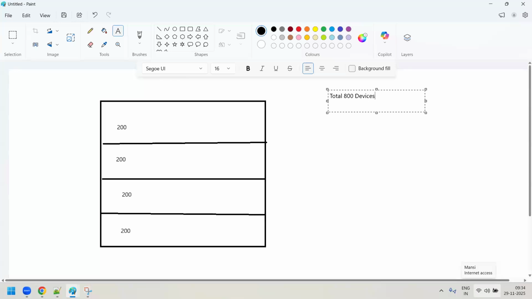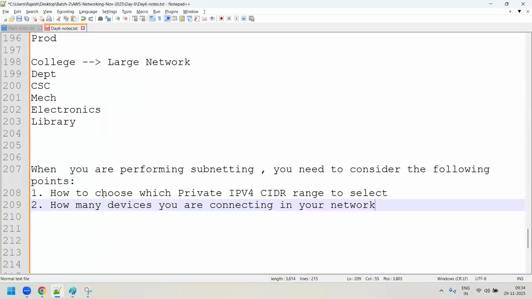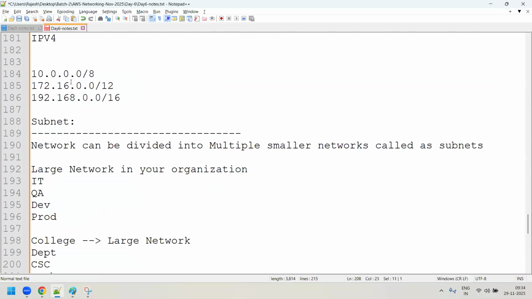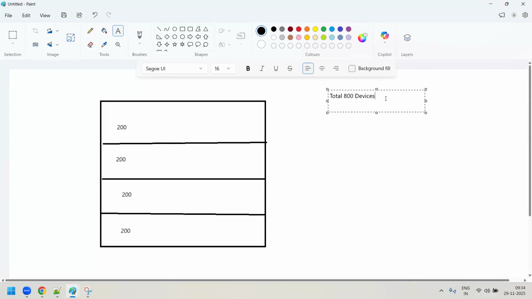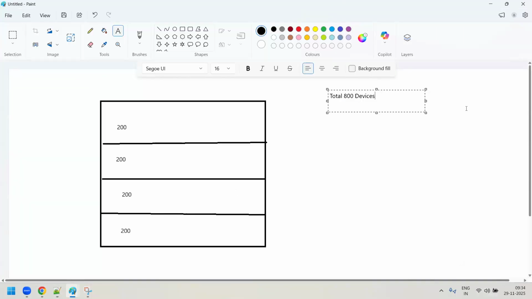So there are 4 floors, and each floor should be connected with 200 devices. Now the question comes, Rajesh: how do I choose which IPv4 address range I have to choose? Either this or this, which one do I choose? That is one question. And the second is that I need to know how many devices you are connecting, which we have no information about now, because I am connecting 800 devices, right? But in each and every floor, there are 200 devices which I'm connecting.